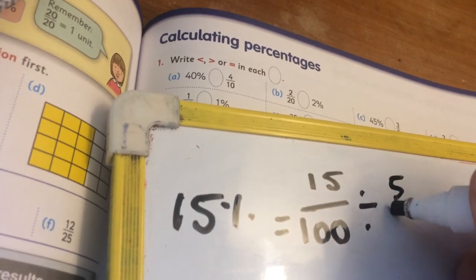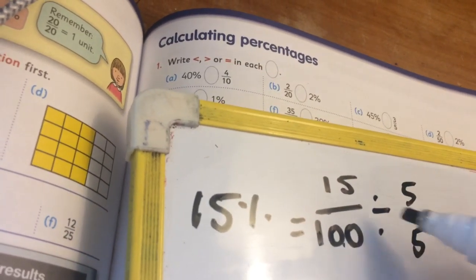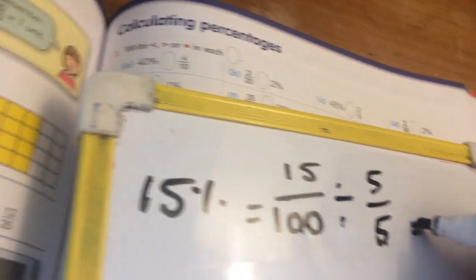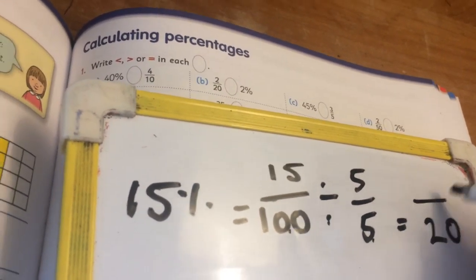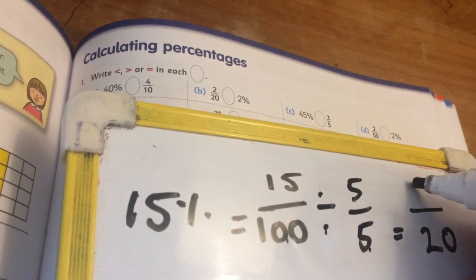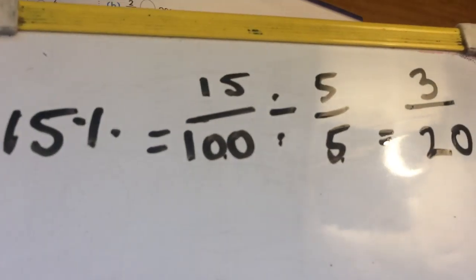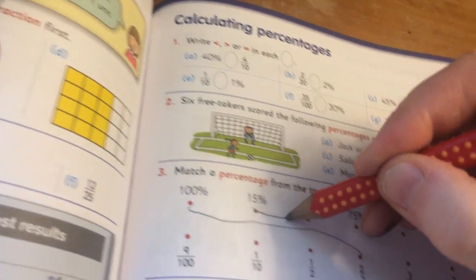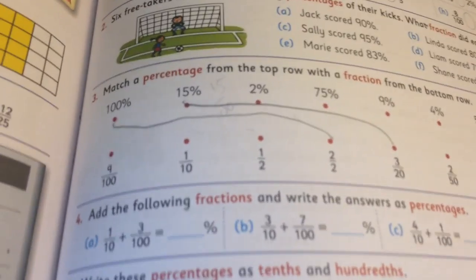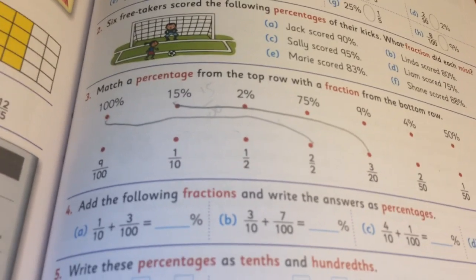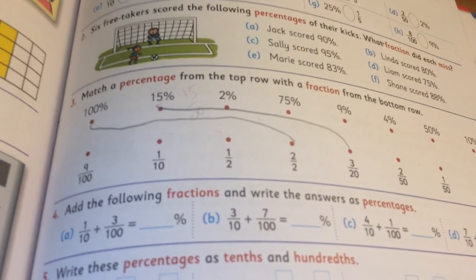So here we have 5 and 5. 100 divided by 5 equals 20. 15 divided by 5 equals 3. So our equivalent fraction to 15% would be 3 over 20. Let's see if that is here at all. Oh, here it is, 3 over 20. So this one actually joins to this one here. Obviously, don't draw this into your books, guys. Do it into your copies.